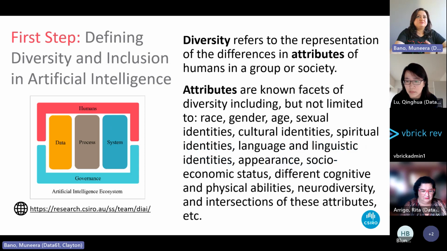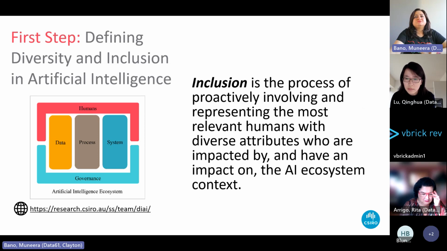So diversity here is the representation of the differences in attributes of the humans in any group or society. These attributes are the known facets. We call them protected attributes. There are human rights charters, and I have given some examples here, from the standard definition of the team, but these attributes are not limited to what is given here. The second concept, inclusion, is the process of proactively involving and representing the most relevant humans with the diverse attributes who are impacted by or have an impact on this AI ecosystem context.